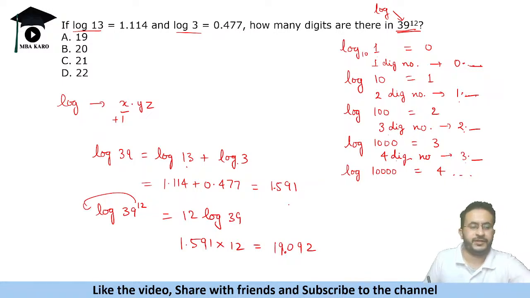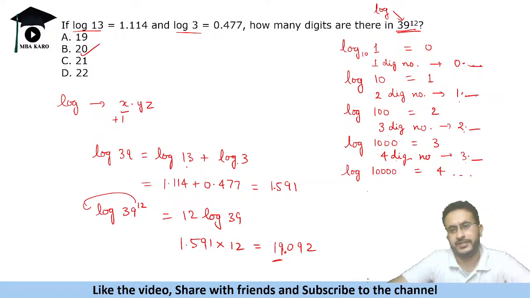When you take the log of this expression, you get 19.092, and as I told you, we need to add 1 to the number. So there are 20 digits in this expression. So if ever there is a question based on log and it asks the number of digits, find the log of that number, and whatever you get as the non-decimal part, the part before the decimal, add one to that number. So we get 19 point something. It will have 20 digits.